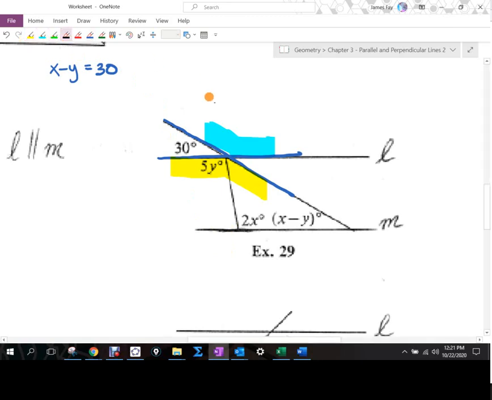5y would actually be, so I'd have to extend that line right there, and it would be, so 5y would be there if I did that, if I used vertical angles there. Any other ideas on?